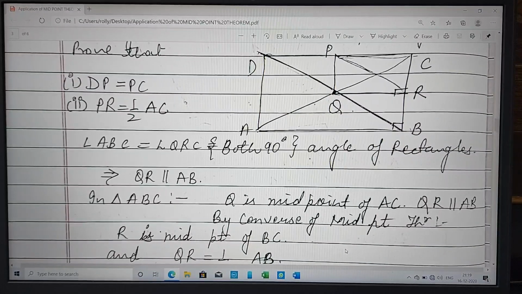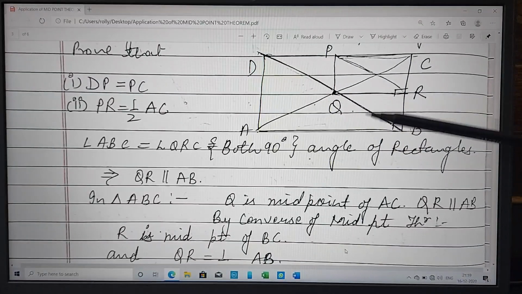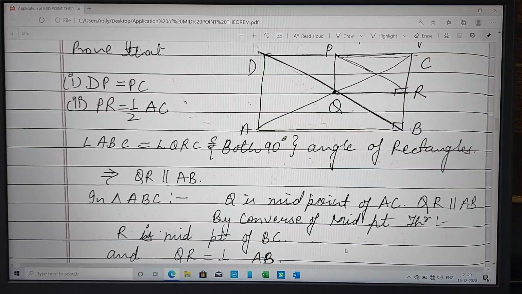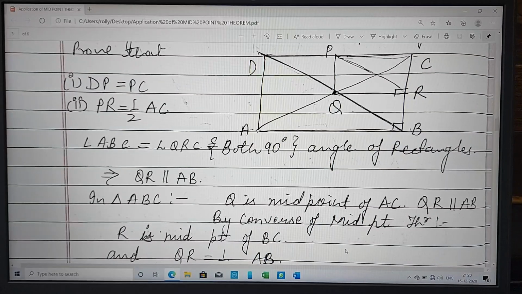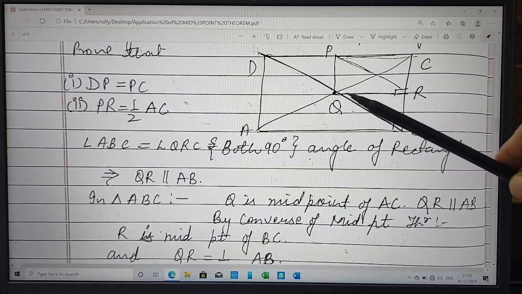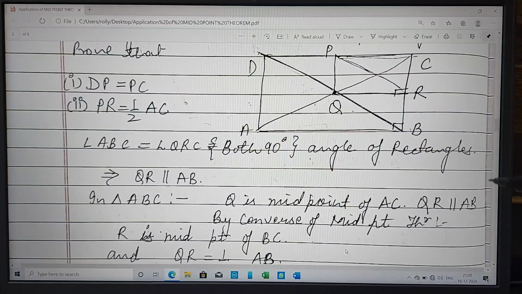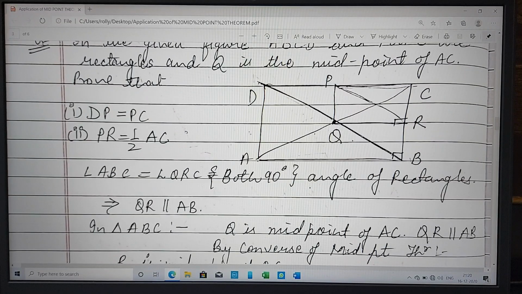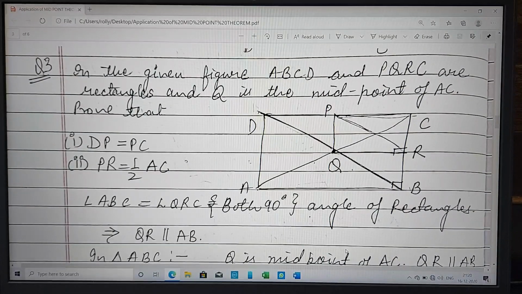AB and CD are equal to each other. So QR is equal to half AB, or we can write QR is equal to half CD. Clear? It is given, and we have shown that. Now we will take triangle BCD. We will leave it here that QR is equal to half of CD. Now we will take triangle BCD. In triangle BCD, just now we have shown that R is the midpoint.